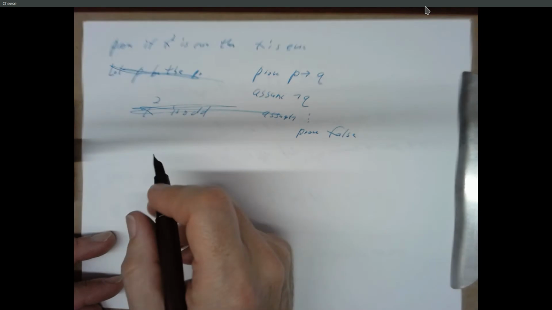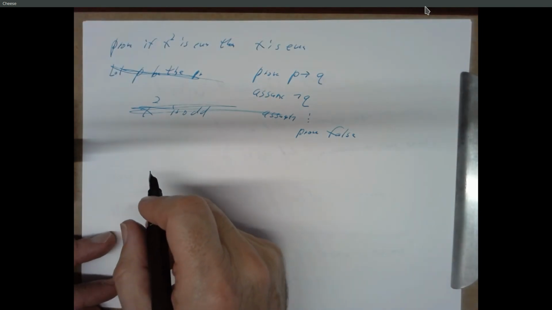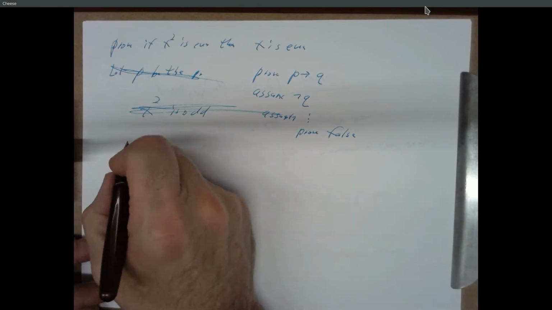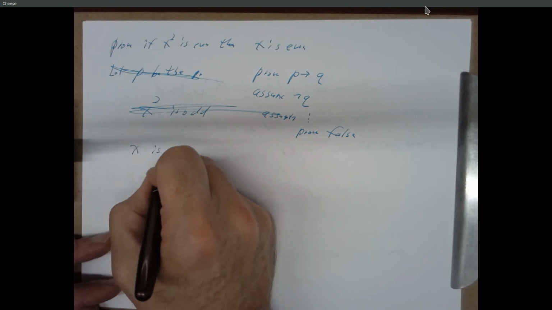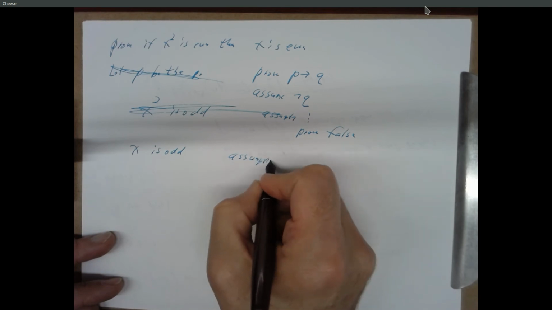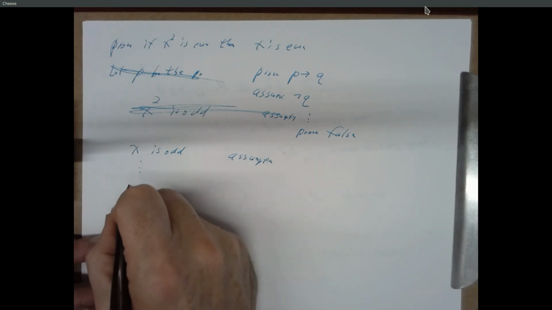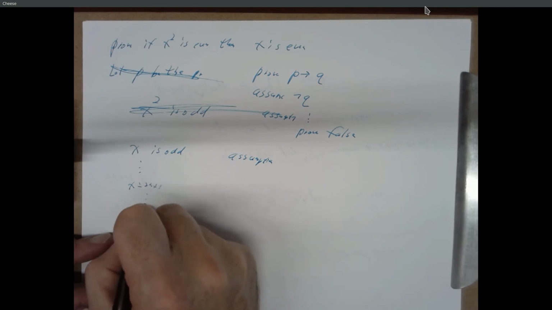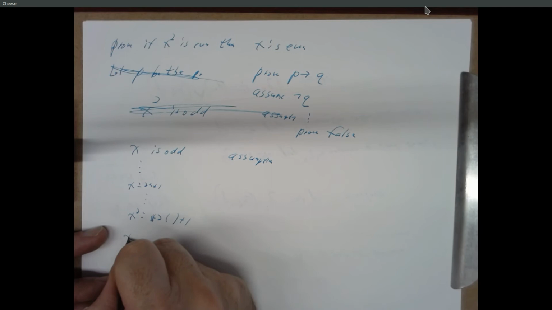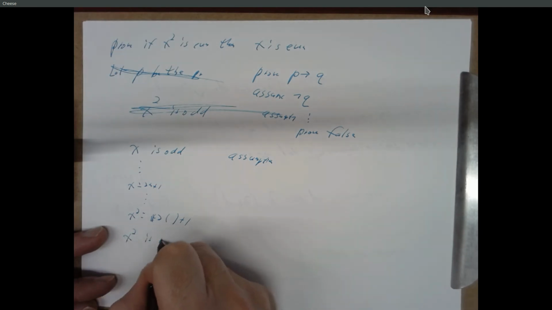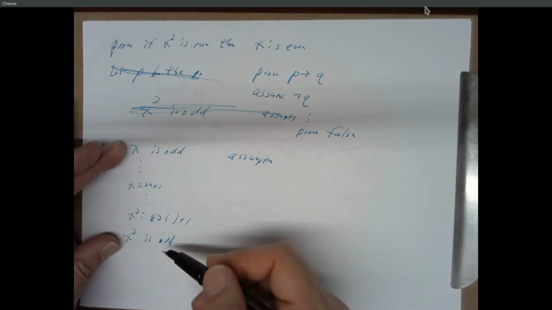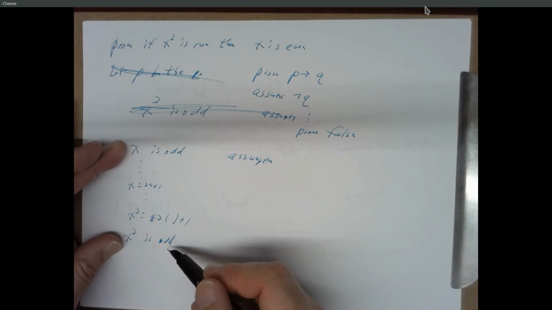So in this case, it's that if x squared is even, then x is even. So P is the proposition x squared is even. Q is the proposition x is even. So let's start off by assuming x is odd. So that's an assumption. And if we argue that x equals 2n plus 1, x squared equals 2 times something plus 1, we can eventually show x squared is odd. Okay, that's a direct proof. If x is odd, we can show x squared is odd.